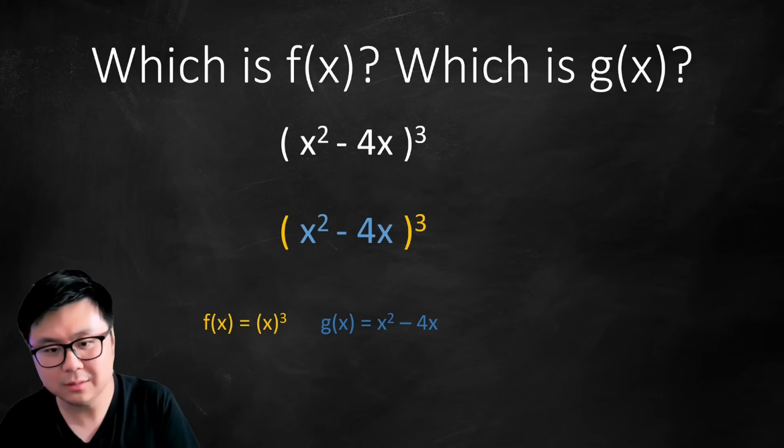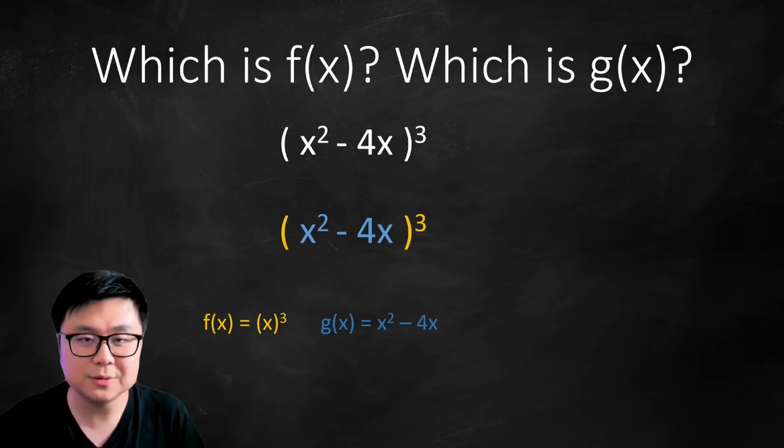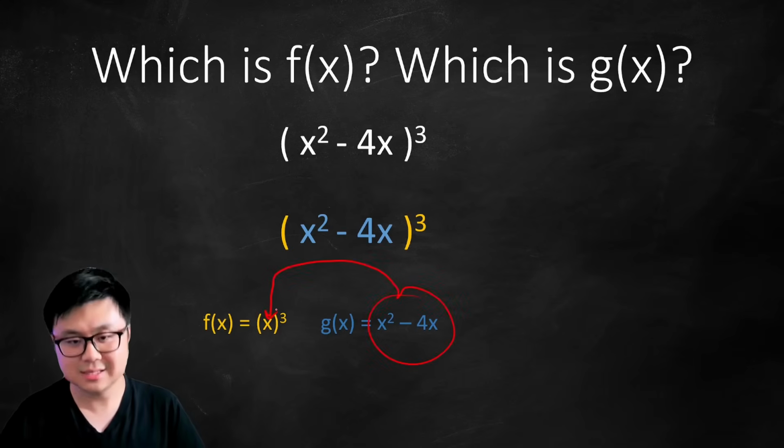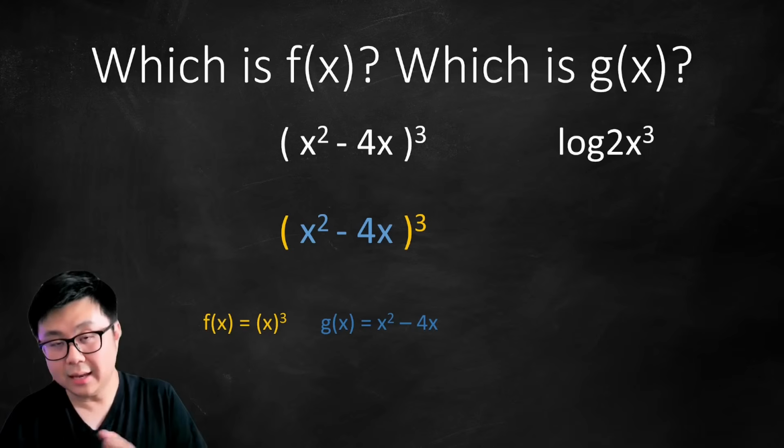How do you know you're doing this right? Well, let's go backwards, right? If we were to stuff this x squared minus 4x into where the x is in the f of x, you would get that. Okay, let's try another one.